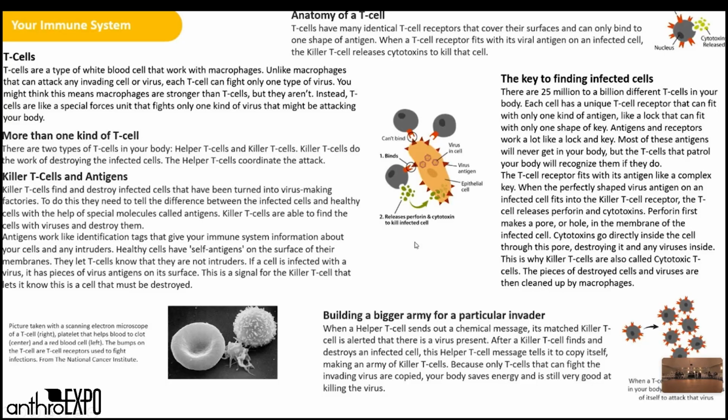T cells. T cells are something that don't get a lot of credit, because normally when we think of infections or vaccines, the quickest thing we think about are B cells. Because B cells are one of your first lines of defense. But T cells really help, because you've got helper T cells and killer T cells. And their names are exactly what they sound like. Killer T cells do the work of destroying infected cells, and helper T cells coordinate the attack.